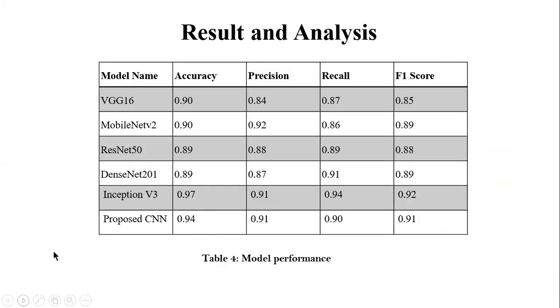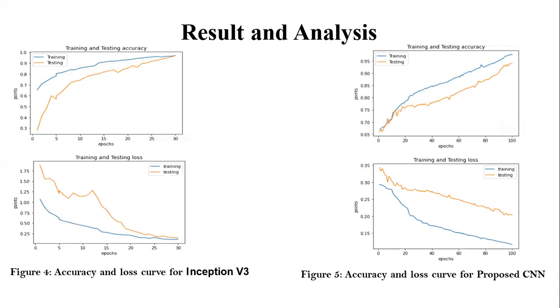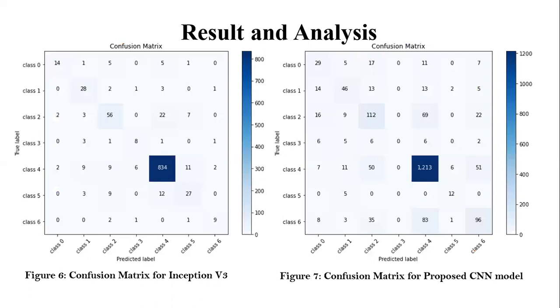This is our result analysis part for model performance, where Inception V3 is the highest with 97%, and the proposed CNN model is close to Inception V3 with 94% accuracy. This is our curve for the Inception V3 model and the convolutional network model. These are confusion matrices for both the Inception V3 model and the CNN model, where 834 melanocytic nevi images are correctly predicted for Inception V3 and 1213 images for the CNN model.